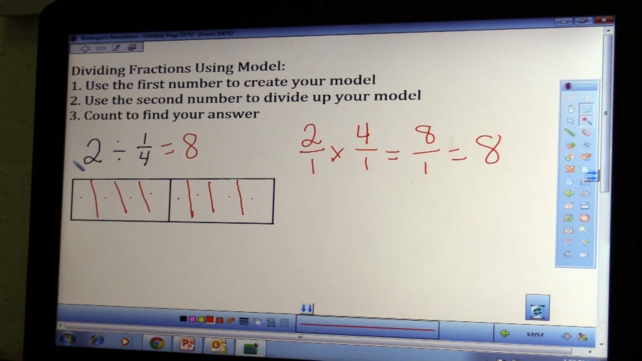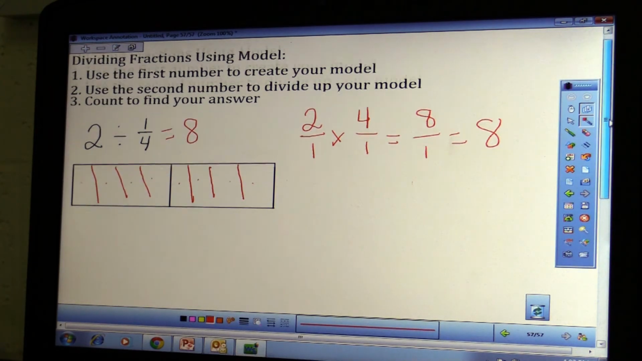Now I always say, whatever you start with, you need to end with the same. So in this situation, we're starting with a whole number. Our answer also needs to be a whole number. And you'll see that better when I divide a fraction divided by a whole number, which we'll do now.